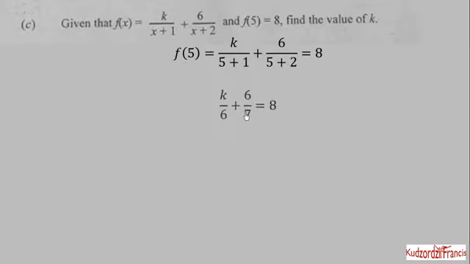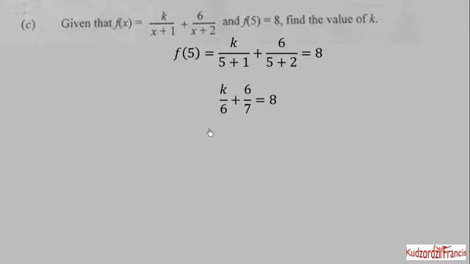Given that f of x is equal to k over x plus 1 plus 6 over x plus 2, and f of 5 is equal to 8, find the value of k. So this is just simplification or substitution. So we substitute 5 for x and we get this expression in terms of k. We simplify. 5 plus 1 will be 6, 5 plus 2 will be 7.